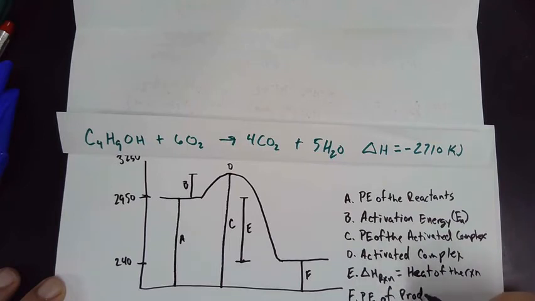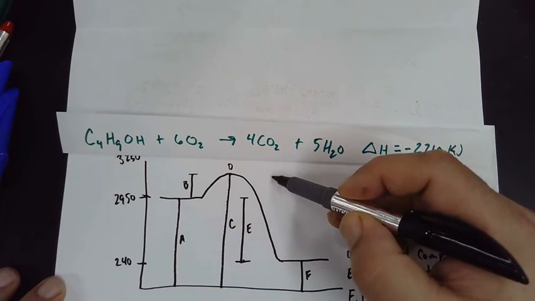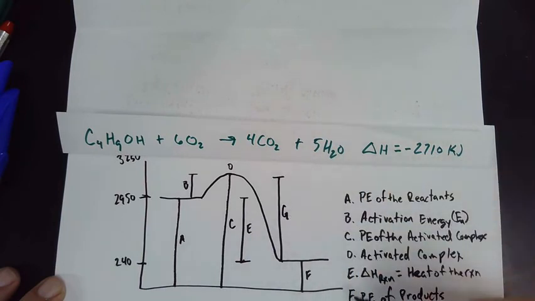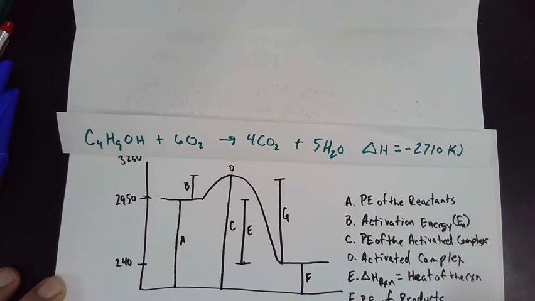What's F? PE of products. What would G be? Where's G? G is the activation energy. No, hold on, it's not the potential energy of the activated complex. It's the activation energy of the potential reverse reaction.